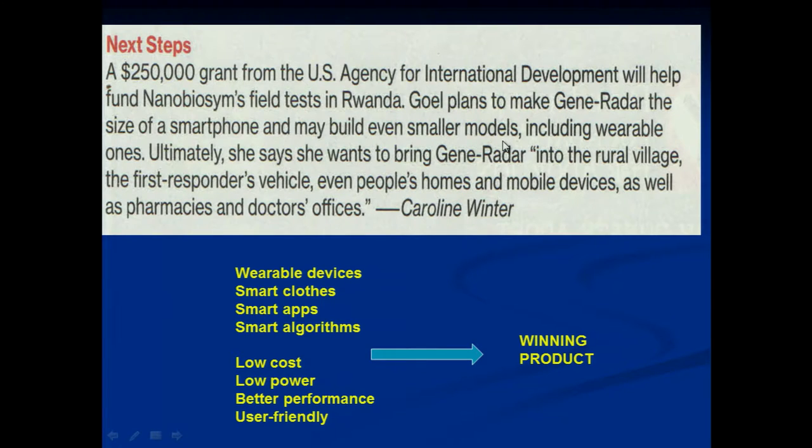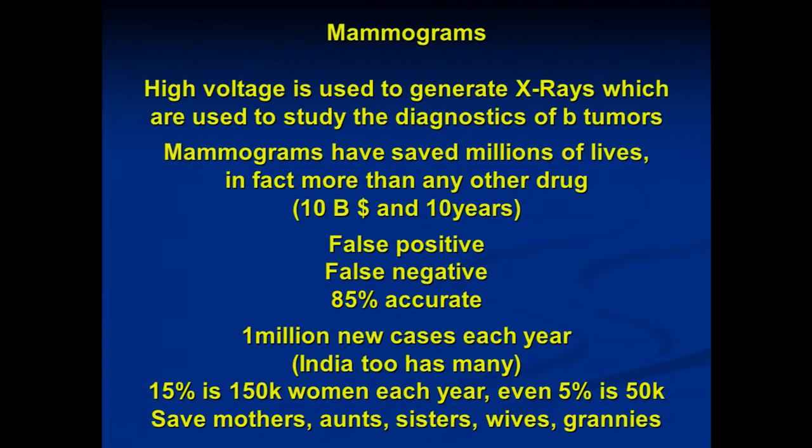So all this tells you that we can use our cell phone, wearable devices, smart clothes, smart apps, and smart algorithms to build a winning product which will be low cost, low power, better performance, and user friendly. This is today's demand. You have no choice but to go for low cost, low power, better performance, user friendly. If you combine these, you get a winning product. That is what I tell in my classes, so someone can build that.